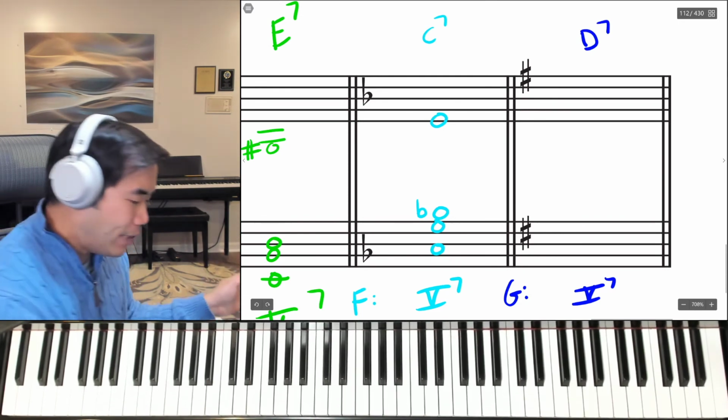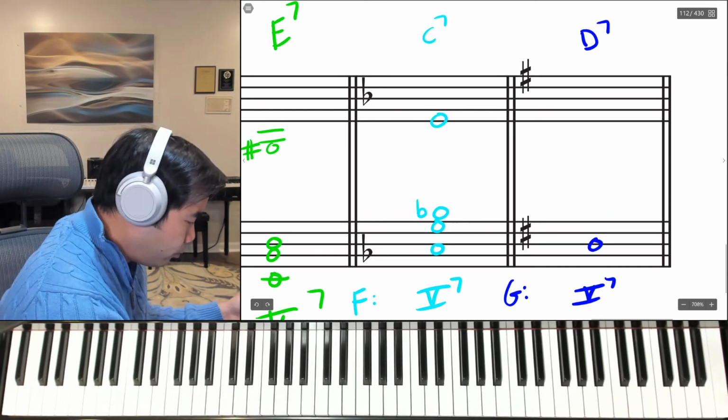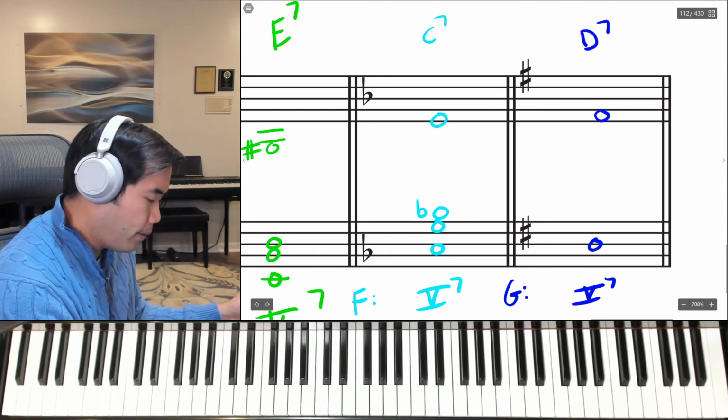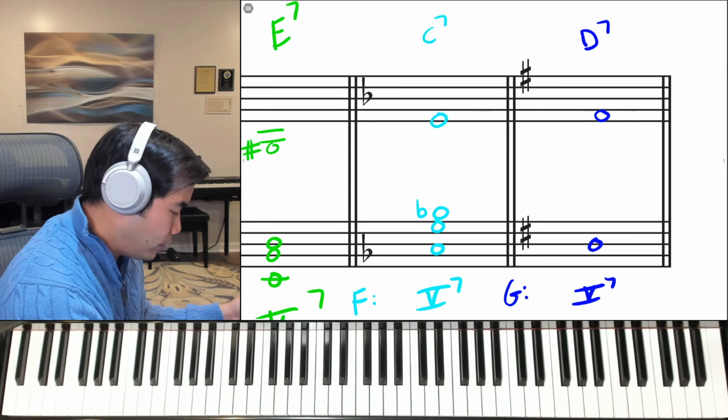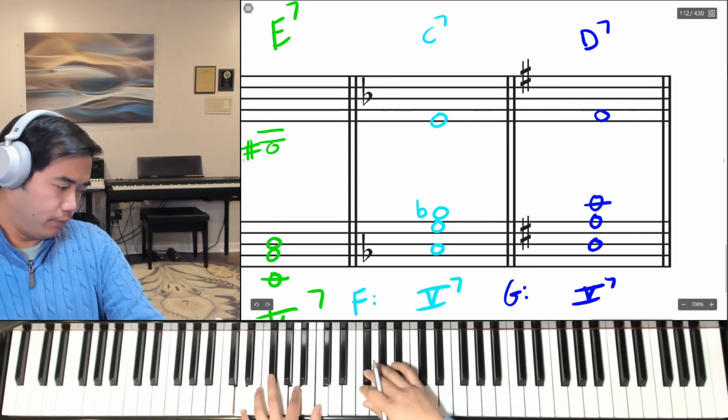What is the root of a D7 chord? It's a D. What is the third of a D7 chord? F sharp. We'll write that in the right hand. What is the 5th of a D7 chord? It's an A, and the 7th is a C. And we can play that.